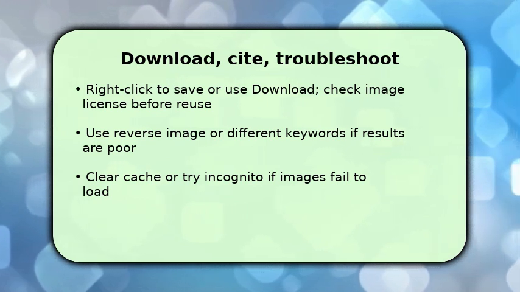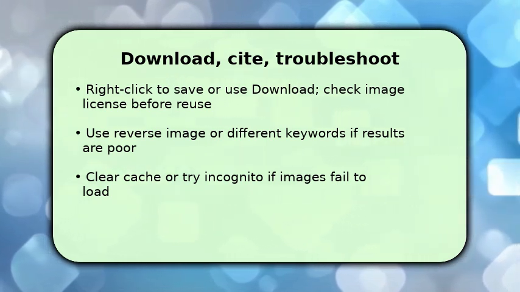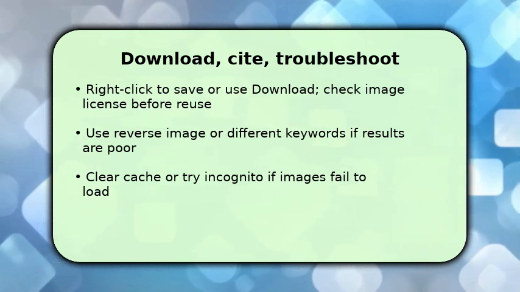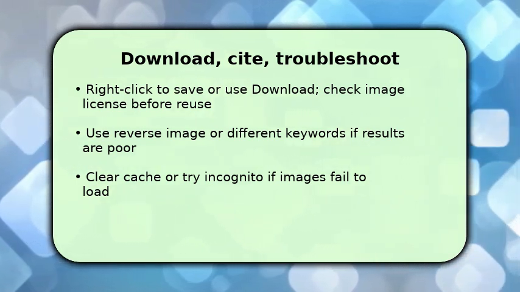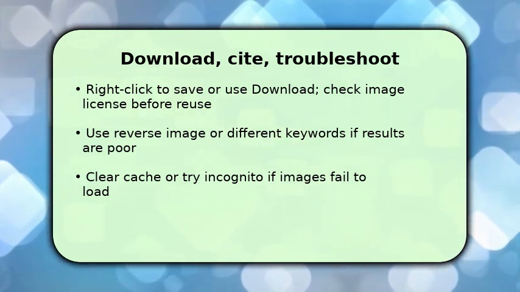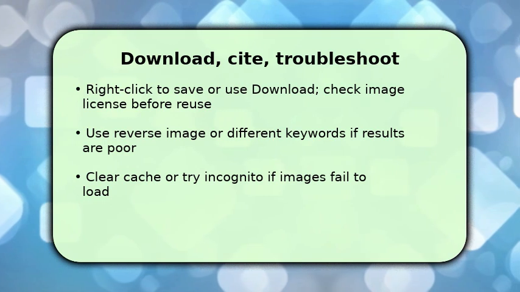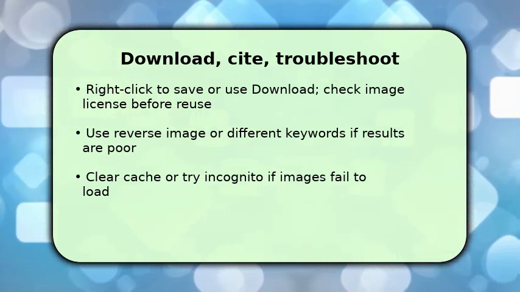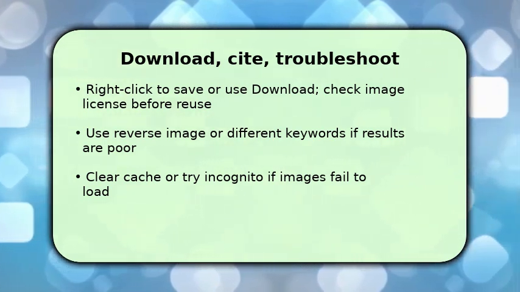If you get irrelevant results, try reverse image search, broaden or narrow keywords, or swap color and size filters to change the result set. If images won't load or filters misbehave, clear your browser cache or open an incognito window and try again. That often fixes display and caching problems.